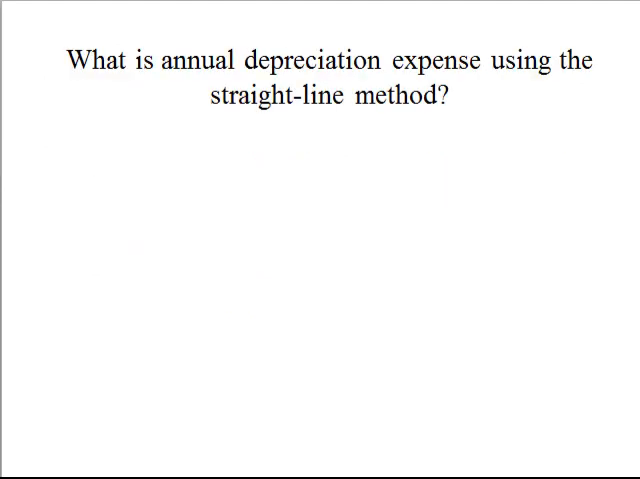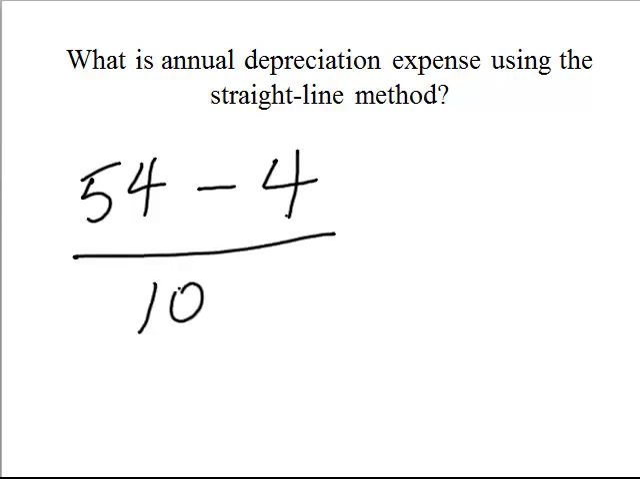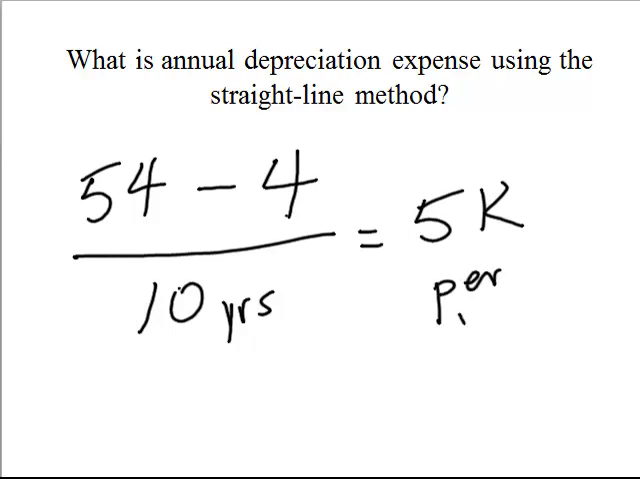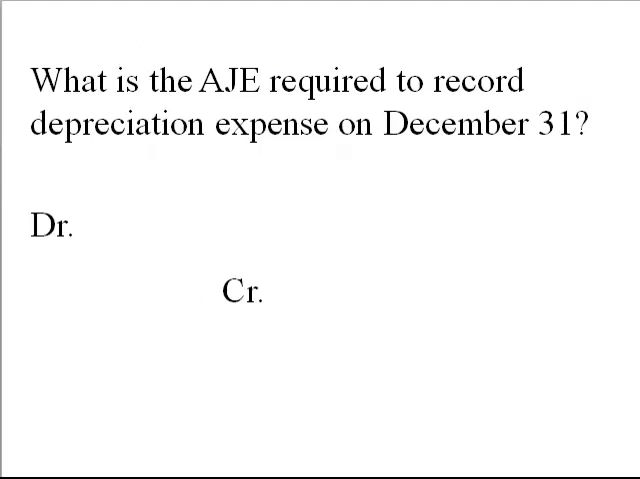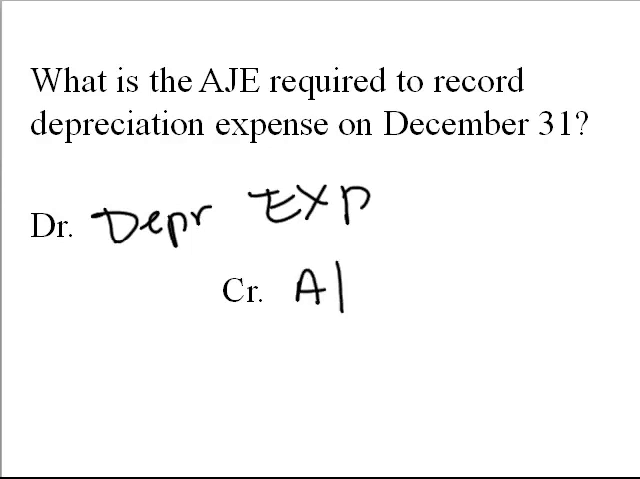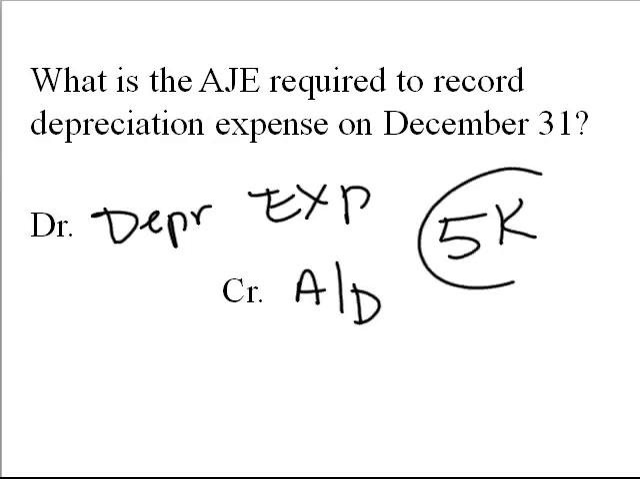We will take the total cost that's capitalized, $54,000. From that we will subtract out the expected salvage value, and we will divide by the useful life in terms of years. The result is a depreciation expense of $5,000 per year. What is the adjusting journal entry that corresponds with this calculation? We will debit depreciation expense, and we will credit accumulated depreciation for the $5,000 that we just calculated.